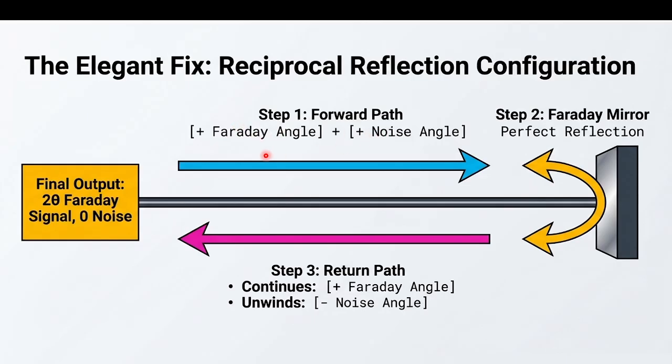So initially there was noise, and then after the unwind it will have the negative noise, so the noise will be reduced, and that's why this reflection geometry is very important here. Whatever noise is coming will be automatically cancelled because of the unwinding of the noise angle, and the Faraday angle will multiply and become double.